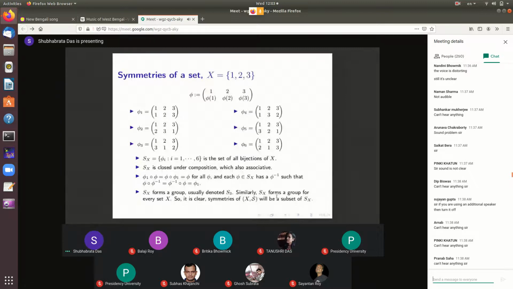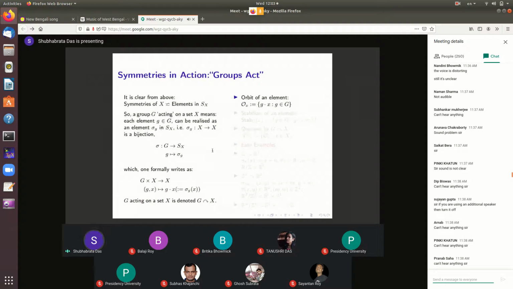So we see that any collection of bijections of any given set, by the same argument, gives us a group. And essentially, groups will act. And that's what we want to look at. Fine. So it is clear from the above discussion that symmetries of any set X are the same as elements in the set of so-called permutations, the set we just have seen, and in general it's denoted as S of X.